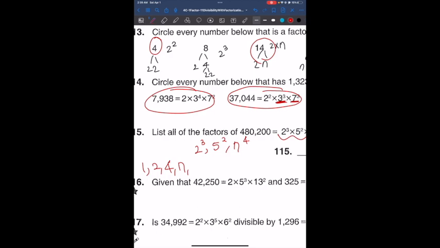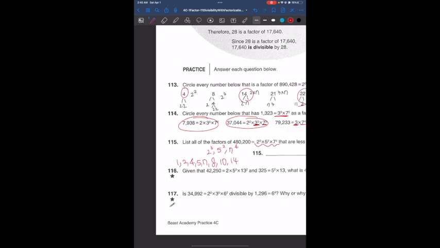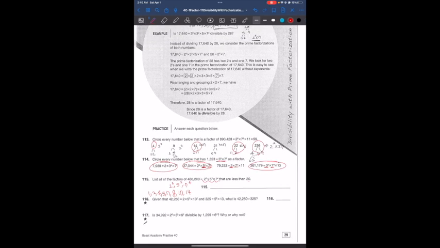And then we can do 2 to the power of 3, which gives us 8, and then 2 times 5, which gives us 10, and 2 times 7, which gives us 14. So these are going to be the list of all factors of the number that are less than 20.